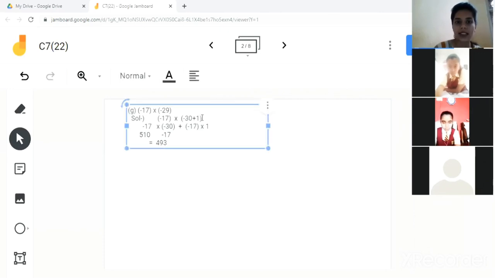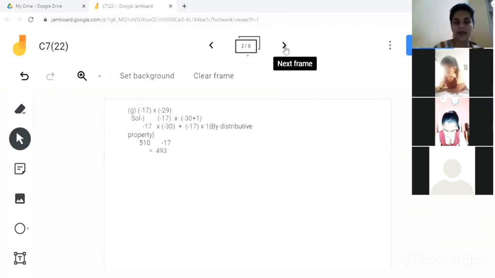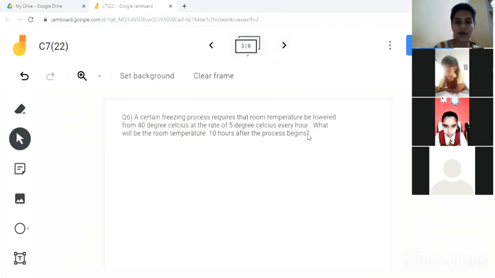Here you can write by distributive property. In this way. Okay. So it makes our calculation very easy. Now let's move to question number 6.